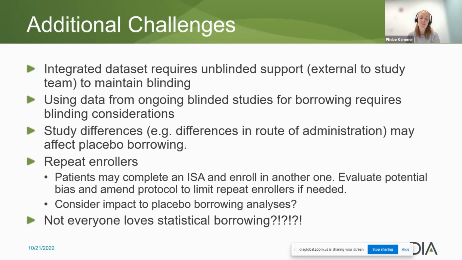And then another thing that's come up is not everyone loves statistical borrowing. We have a lot of people who look at our data and make decisions, and some people give more weight to the borrowing results. Some people want to give more weight to the non-borrowing results. So that's something we have to take into account and try to come to alignment beforehand if possible.